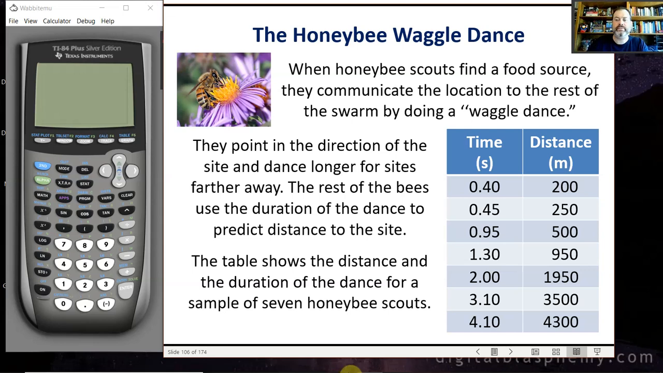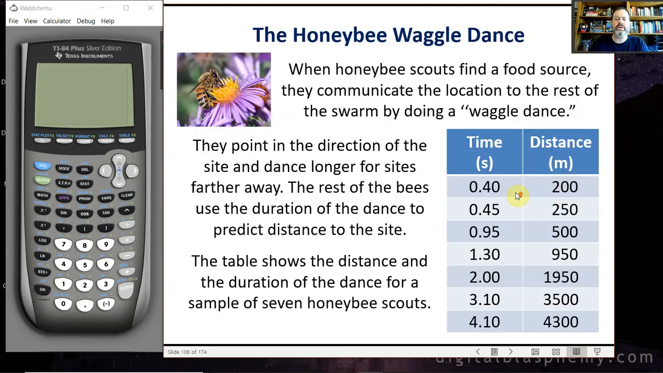So here we have a table of data. Here's the data. There are 7 cases, 7 honeybee scouts. Each case is a row. For the first honeybee scout, the dance time was 0.4 seconds. The food was 200 meters away. And so on and so forth. For the last honeybee scout here, the dance time was 4.1 seconds. The food was basically 2 miles away.